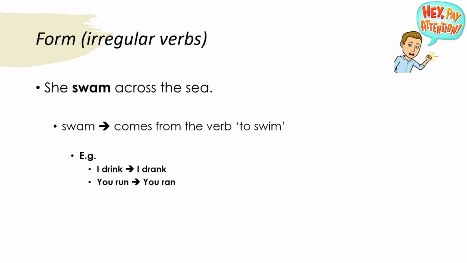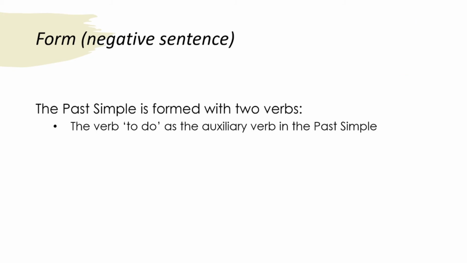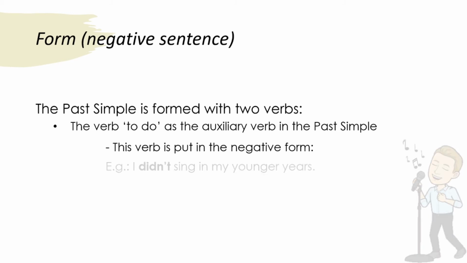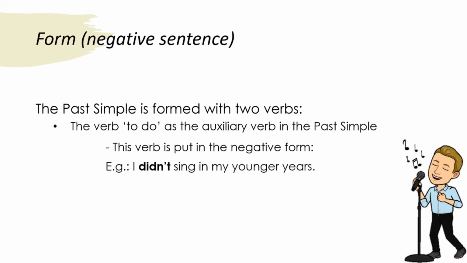Now we also form negative sentences, of course. If that is the case, we have to change our auxiliary verb to do, which is in the past simple, and put it in the negative form. For example, I didn't sing in my younger years. The main verb remains in the infinitive.